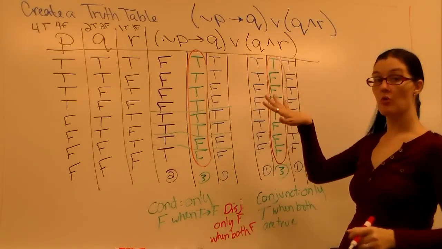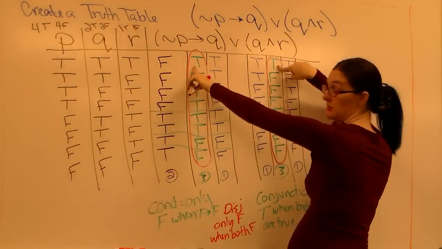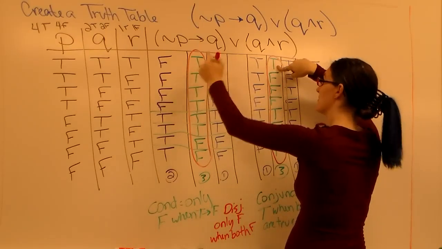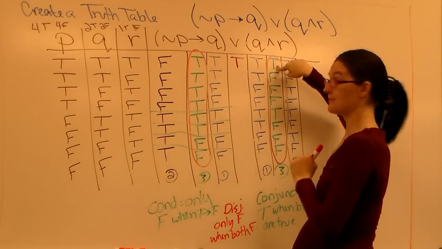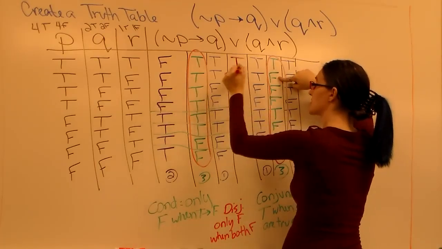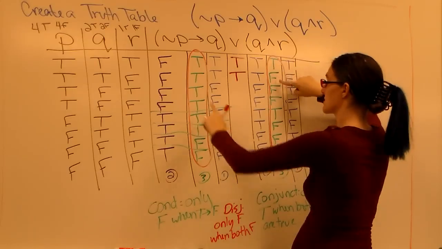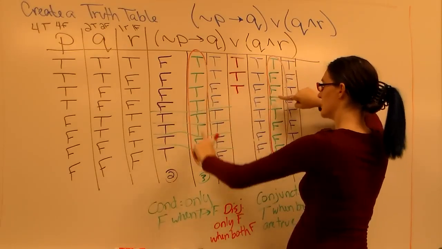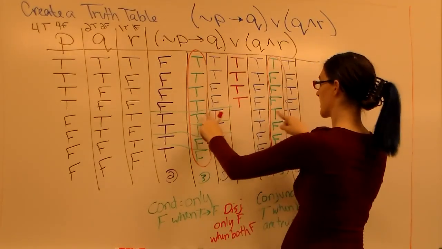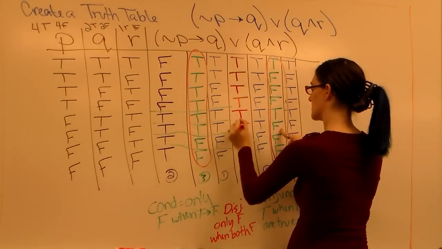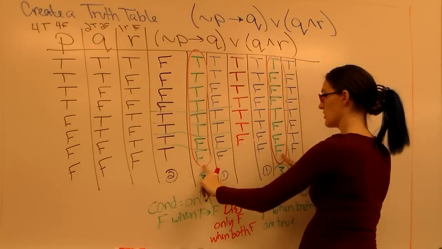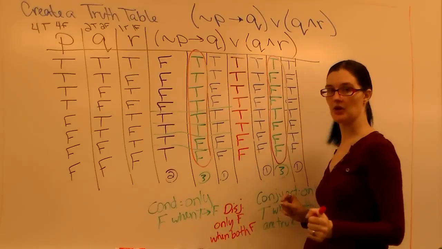Okay. So row 1, got a true and a true. Disjunctions are only false when both are false. They're not both false, so it cannot be false. Must be true. True and false. Disjunctions are only false when both are false. Cannot be false, they are not both false. True and false, still not both false. True and false, not both false, so it cannot be false. True and true, true and false. False and false. Here, both are false, your answer is false.